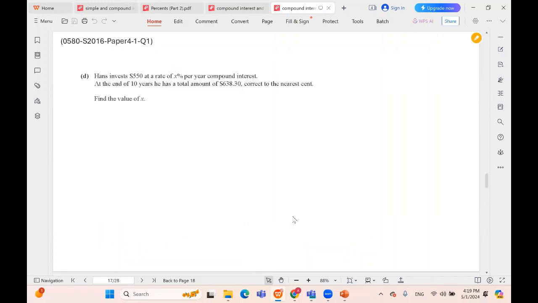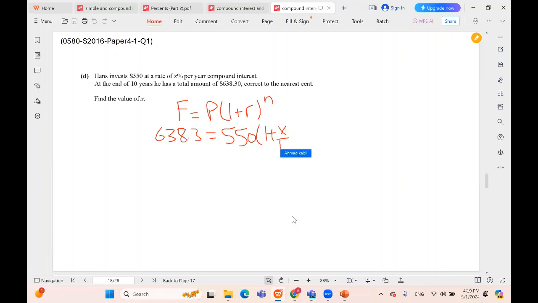Hans invested $550 at the rate of X%. At the end of 10 years, he has 638, correct to the nearest cent. Find the value of X. So we write the formula down again. F equals P times (1 plus R) to the power of N. 638.3 equals 550 times (1 plus X over 100) to the power of N.